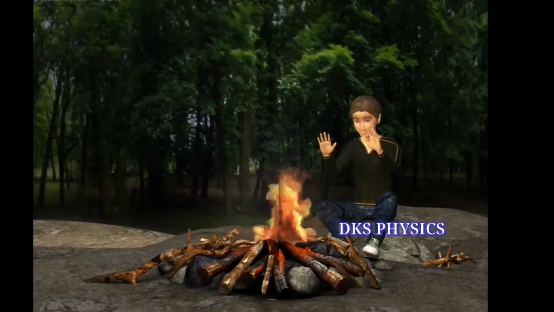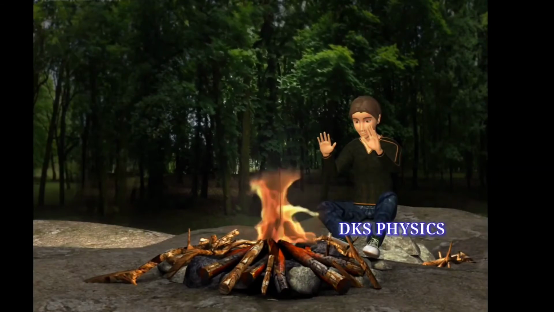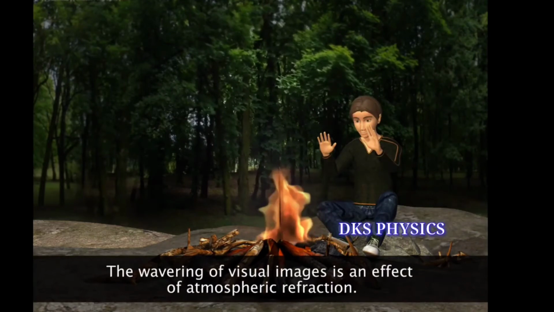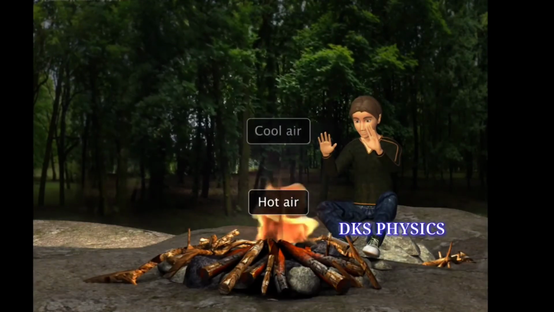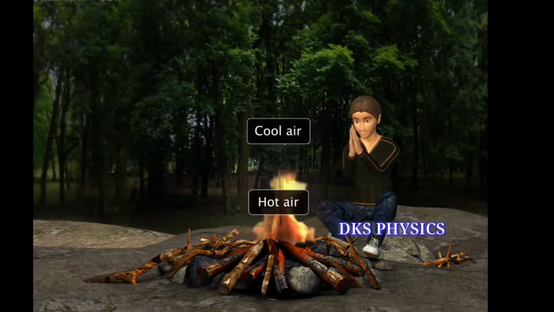Have you observed the apparent wavering or flickering of objects seen through a fire? This wavering is an effect of atmospheric refraction. The hotter air is lighter than the cooler air, so the refractive index of hot air is less than that of cool air.